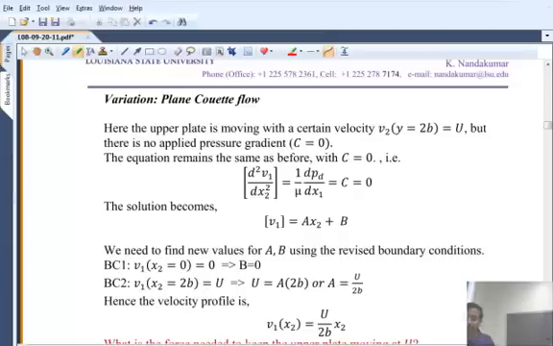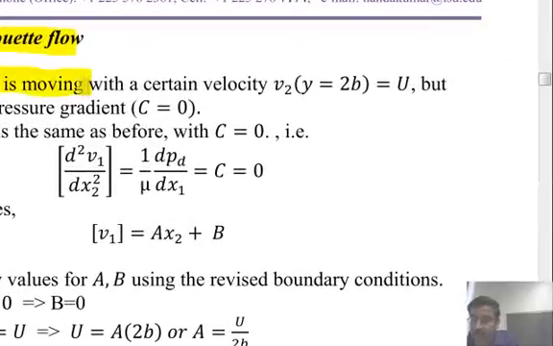So a variation on the problem is, still we have two parallel plates. There is no applied pressure gradient. We already saw that when there is no applied pressure gradient, there is no flow, right? Unless I move one of the plates. So now I'm going to move the top plate, and this is called a Couette flow. Whenever you have a pressure-driven flow, it's called Poiseuille flow, and whenever you have a moving boundary, it's called Couette flow. In this case, the upper plate is moving with a certain velocity, and that velocity is given to you. U, capital U, is the velocity with which the top plate moves.